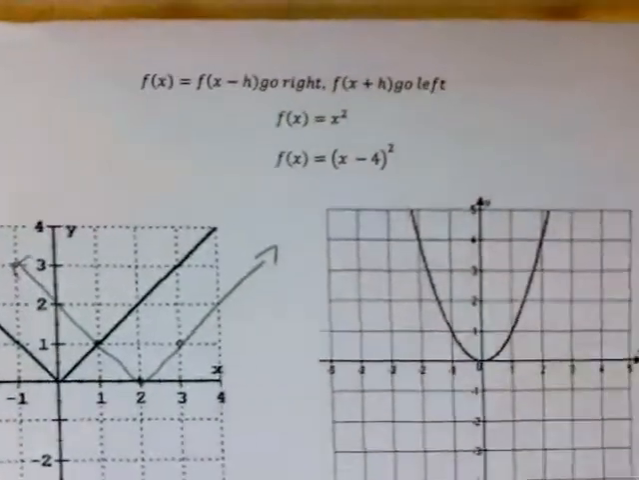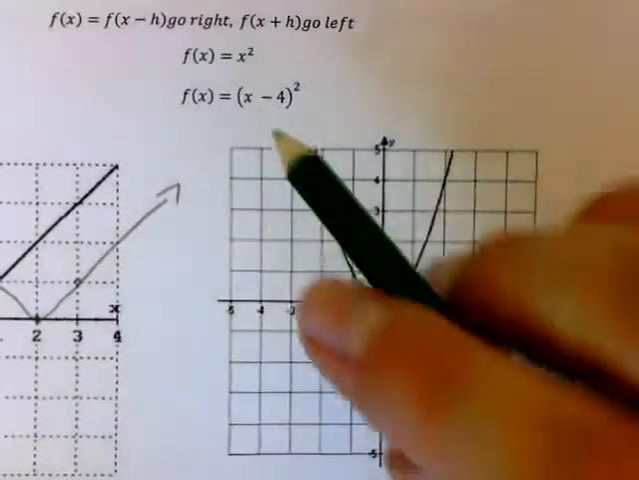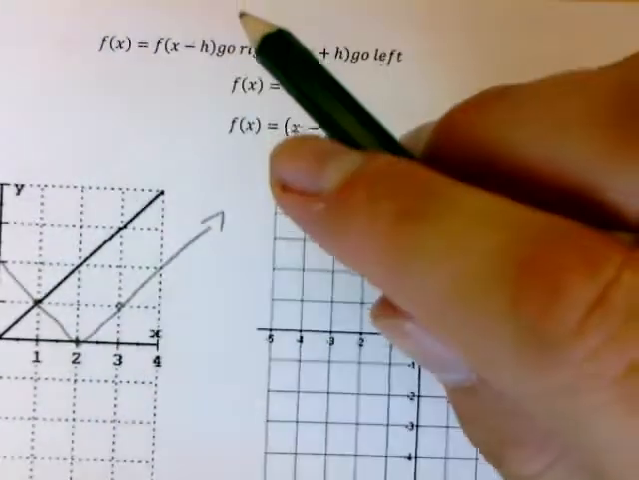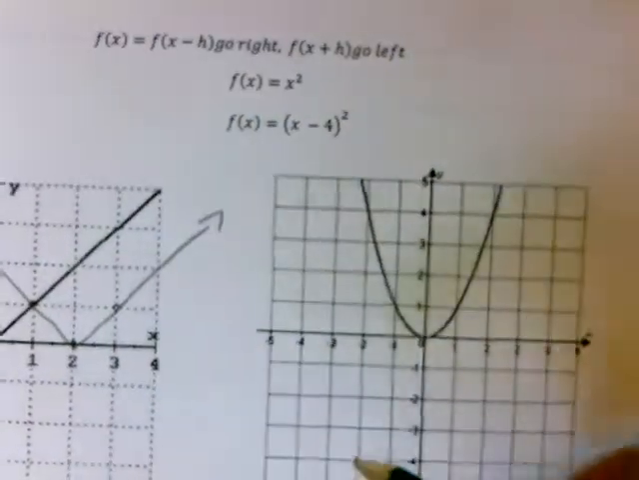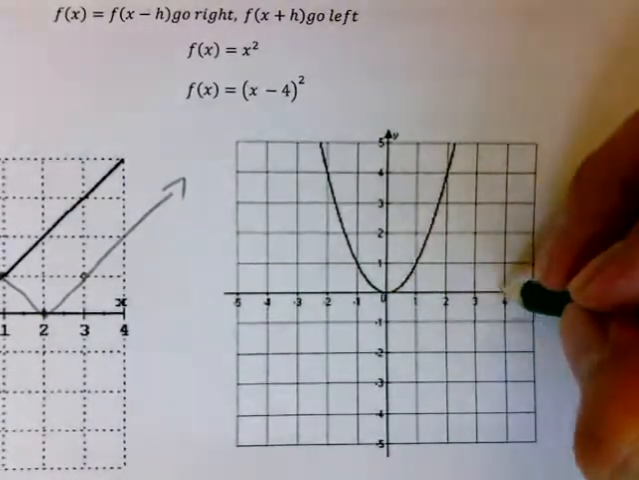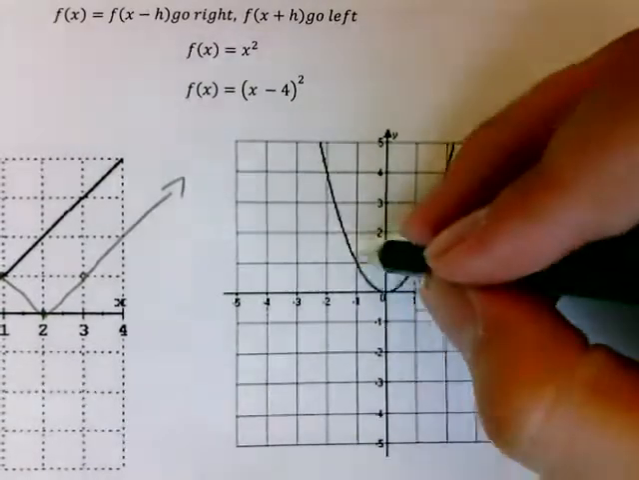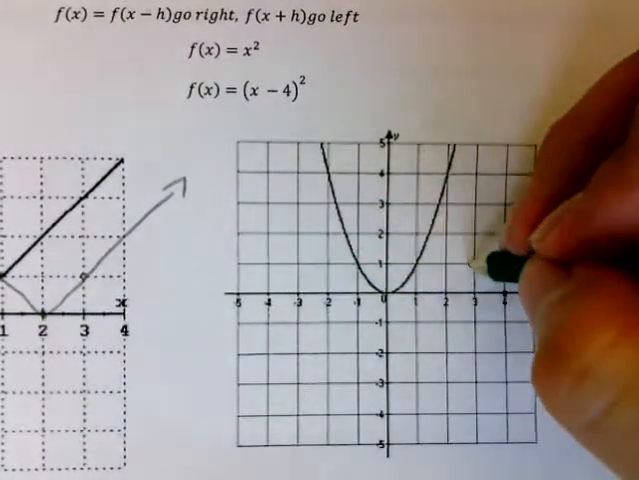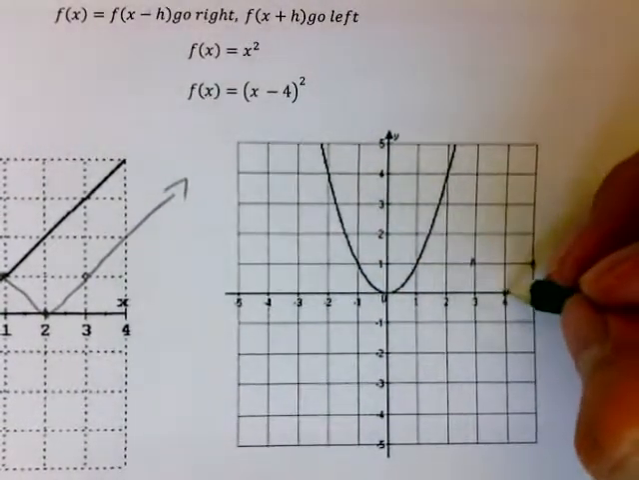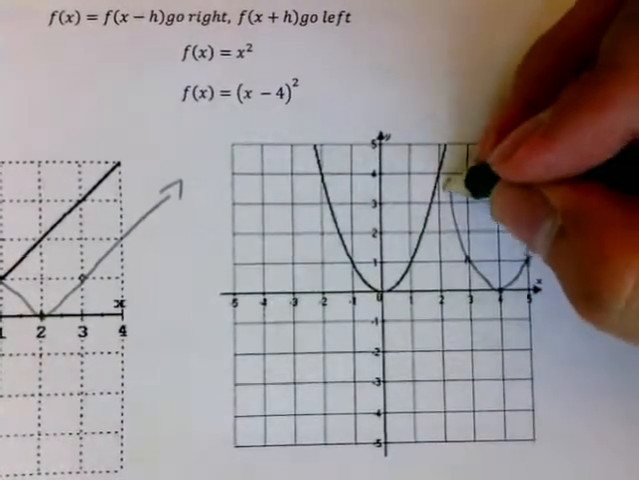Let's go to the next one. X minus 4. That means minus, so we're going right. Minus means going right. So move everything to the right 4. 1, 2, 3, 4. That's a horizontal shift.